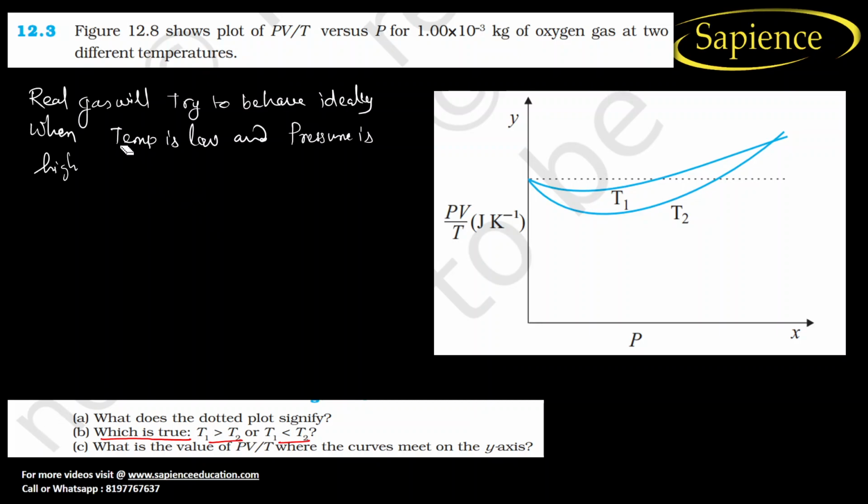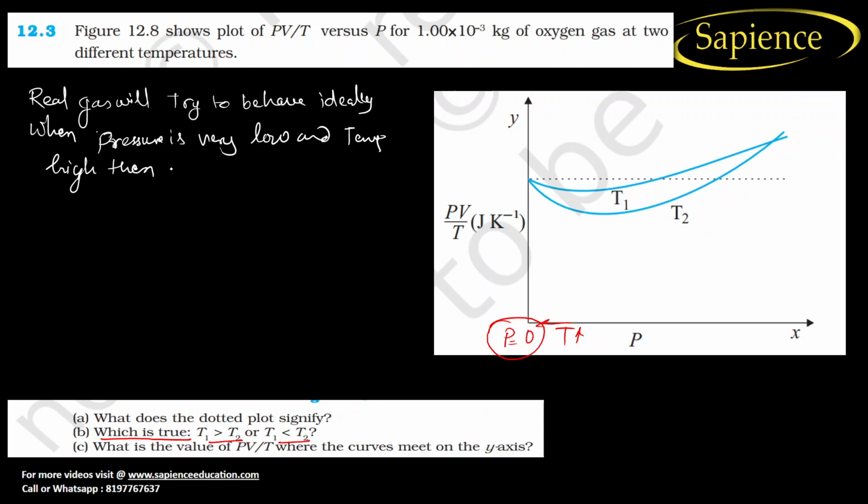Real gas will try to behave ideally when the pressure is approximately equal to 0. When pressure tends to 0, that means low pressure, but the temperature should be high. Then only it will behave as an ideal gas. So we can say that when pressure is very low and temperature is high, then real gas behaves as ideal.